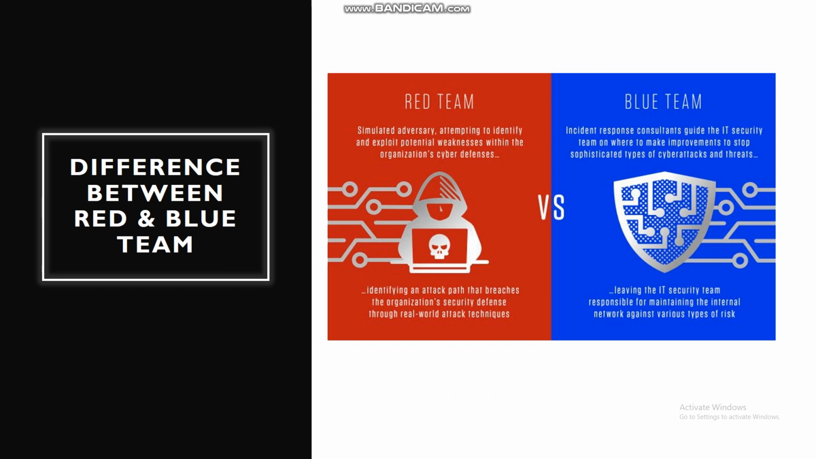The basic difference is that red team provides an offensive approach. They perform the attack, and the blue team performs the defense side. Let's say red team is a simulated adversary attempting to identify and exploit potential weaknesses within the organization, and blue team handles incident response and consults the IT security team to make improvements to stop sophisticated types of cyber attacks and threats.